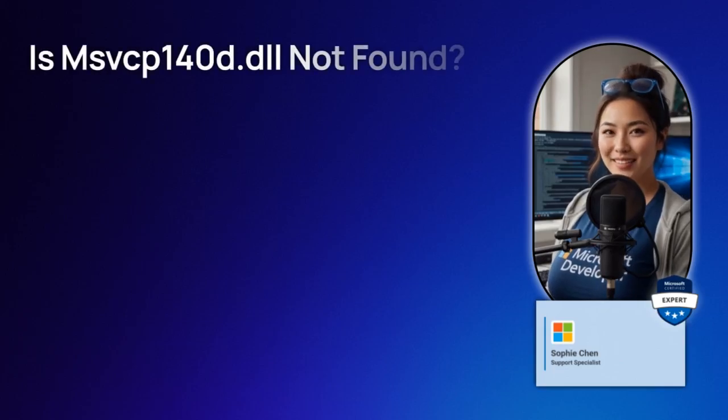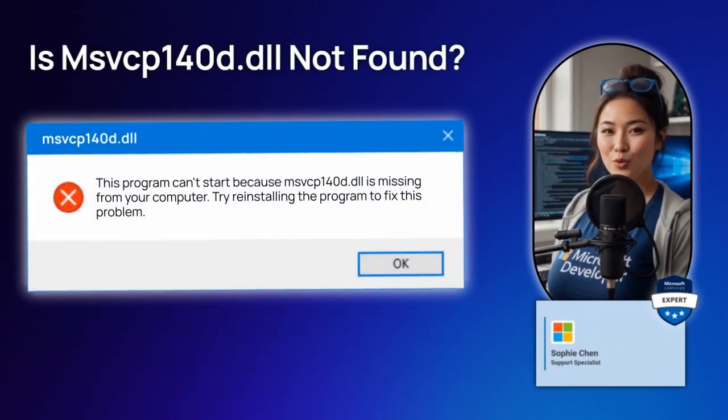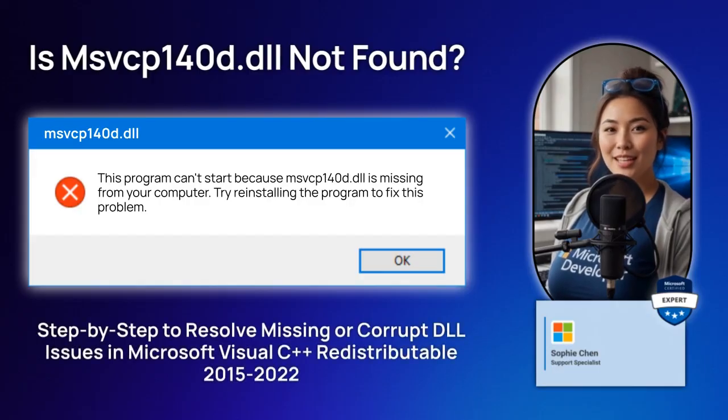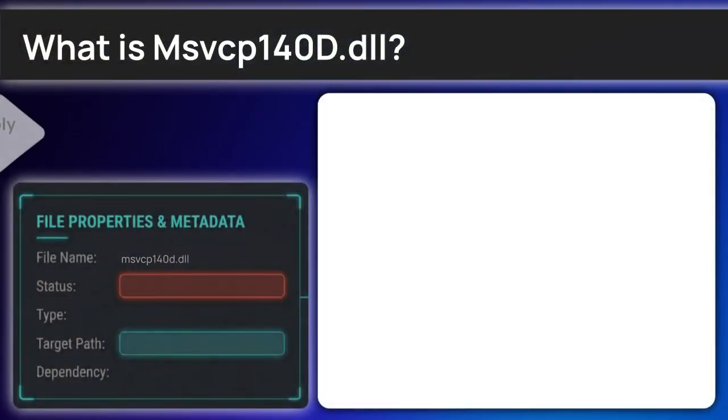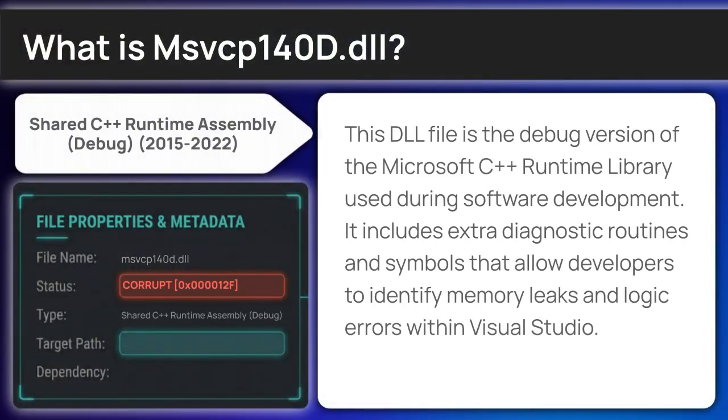Missing a critical code dependency like the Msvcp140d.dll. I'm Sophie Chen, a senior Windows support engineer, and I'm ready to show you the professional way to fix it. This DLL file is the debug version of the Microsoft C++ runtime library used during software development. It includes extra diagnostic routines and symbols that allow developers to identify memory leaks and logic errors within Visual Studio.